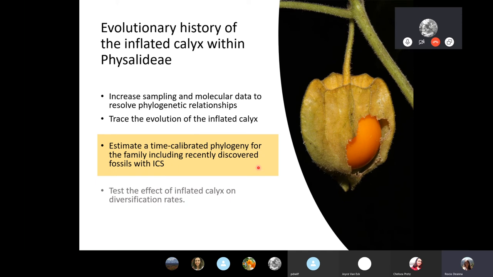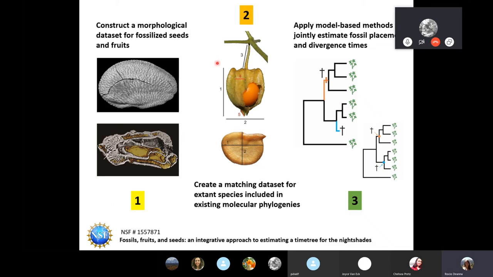So for this project, we have three main goals. The first one is to construct a morphological dataset for all the fossilized seeds and fruits using micro-CT techniques and also electronic microscope analysis here at the Natural History Museum. And the second step is to create a matching dataset for the extant species that are included in the existing molecular phylogenies. So we are advancing in these first two steps now.